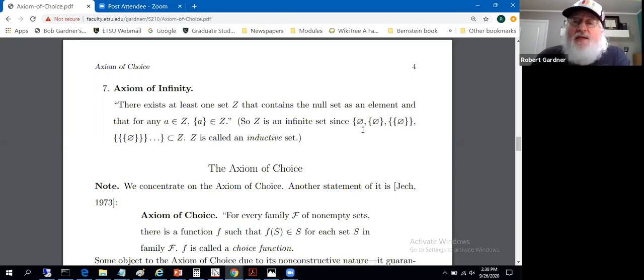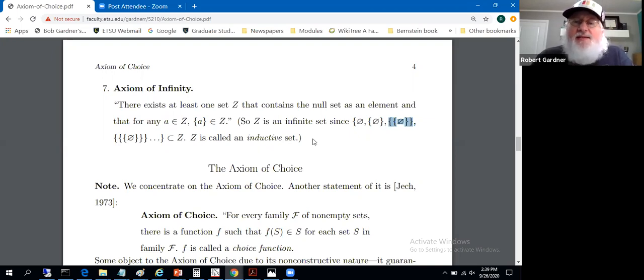Z would have to contain the empty set. Now think of A as an element of Z, and think of A as the empty set. Then the set consisting of the empty set must be in set Z. Well, since the set consisting of the empty set is in set Z, think of that as A, an element of set Z. Then the set consisting of that must be in Z as well. The set consisting of the empty set. And the set consisting of that must be in Z, and so forth. So we get this chain of sets that must be in set Z.